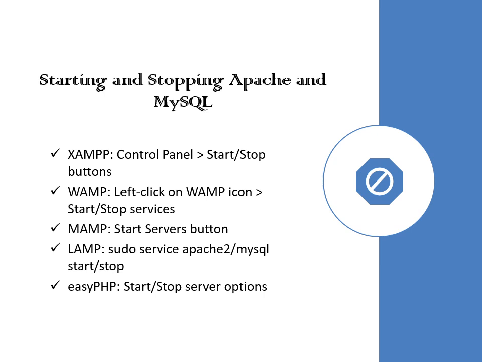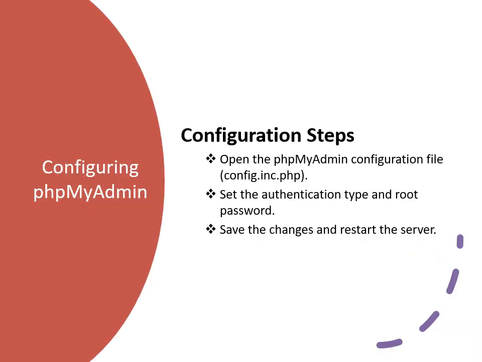With WAMP, you left click on the WAMP icon, and there you have it: you click on start or stop the services. MAMP, click on the start server button. While LAMP, sudo service apache, and Easy PHP has start and stop server options. So all these things are very easy. Please do find time to demonstrate this and get back to me. This is a crucial task, as subsequently we'll be using any of these to run our code.